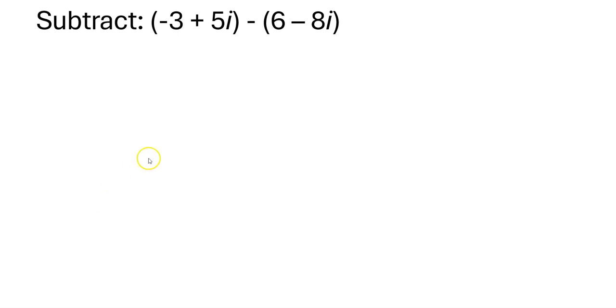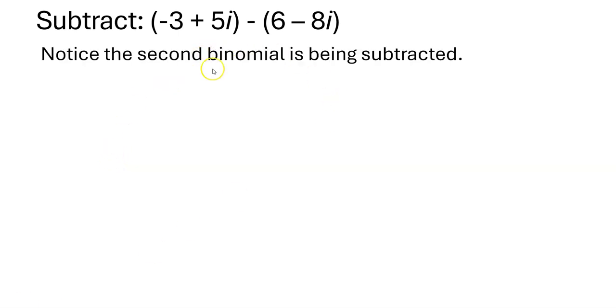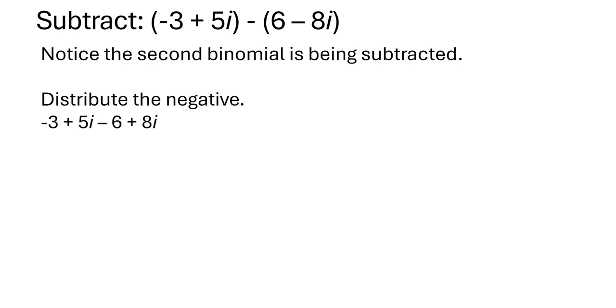Let's move over to subtraction. Negative 3 plus 5i minus the binomial 6 minus 8i. Well, notice how that entire second binomial is being subtracted. So that's really like we need to distribute a negative 1 because we need to subtract every term inside. So this is the same as saying that we have negative 3 plus 5i minus 6 plus 8i, because a negative times a negative would give me a positive 8i.